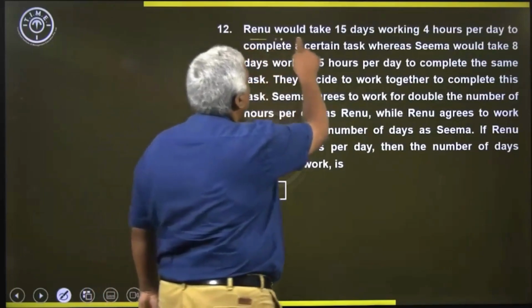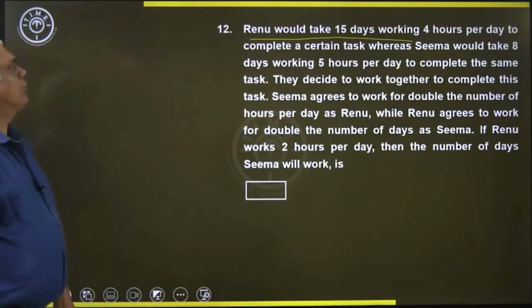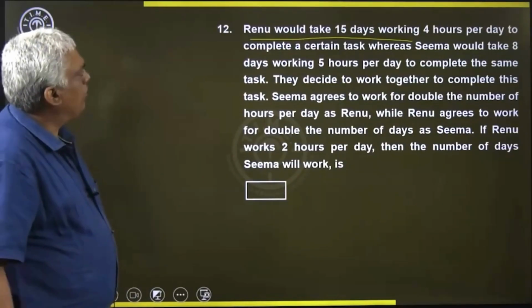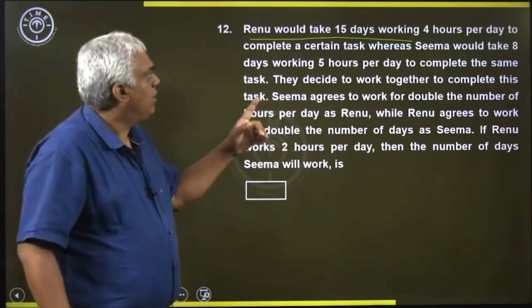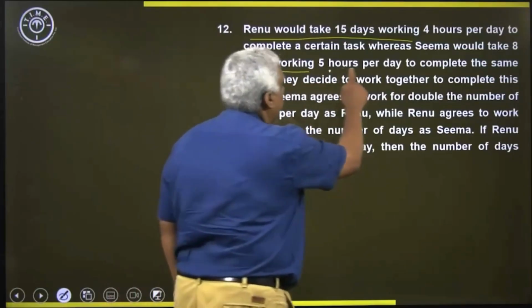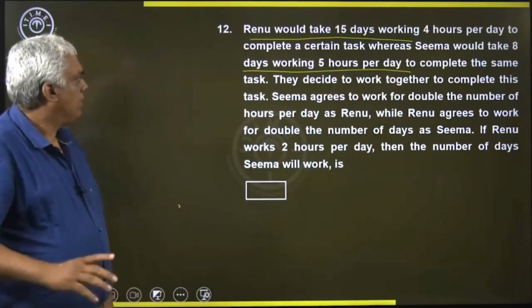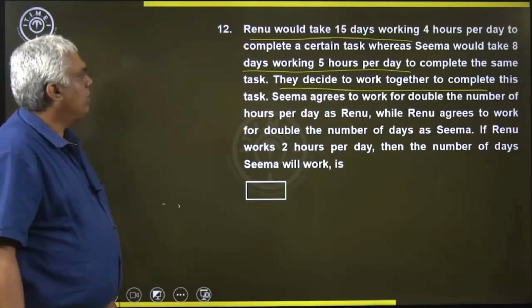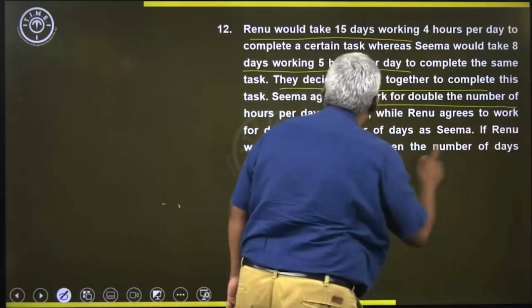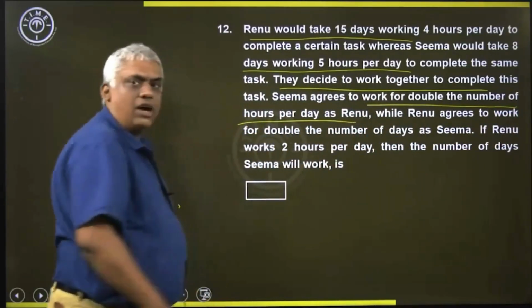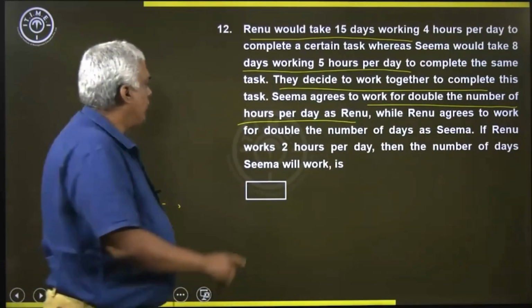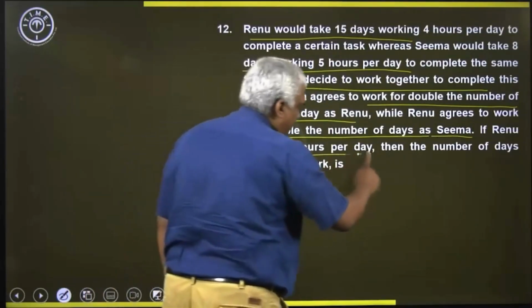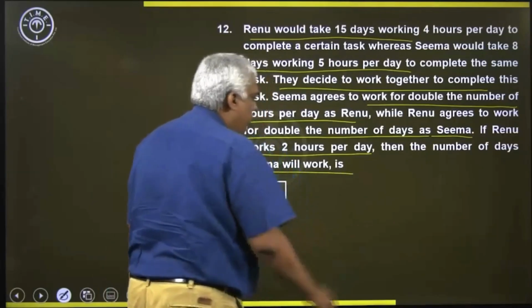Renu would take 15 days working 4 hours per day to complete a certain task, whereas Seema would take 8 days working 5 hours per day to complete the same task. They decide to work together to complete this task. Seema agrees to work for double the number of hours per day as Renu, while Renu agrees to work for double the number of days as Seema. If Renu works 2 hours per day, then the number of days Seema will work is.